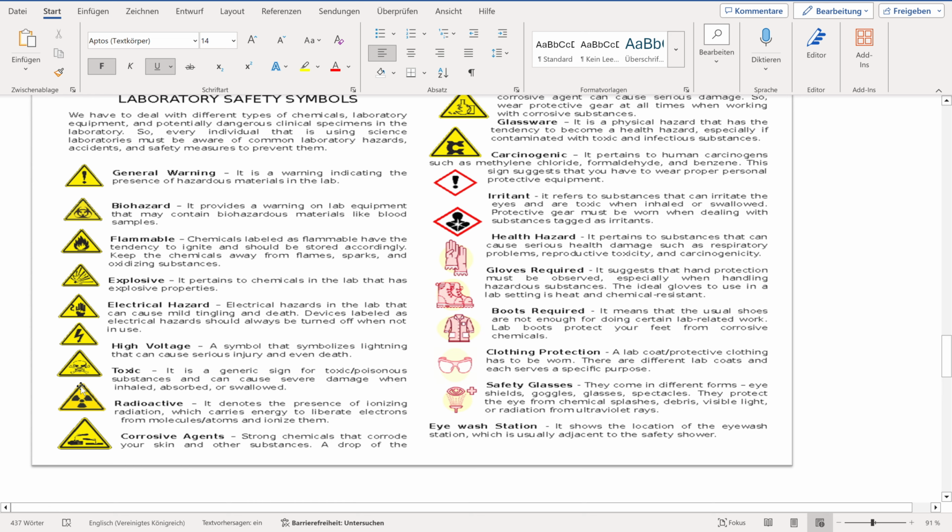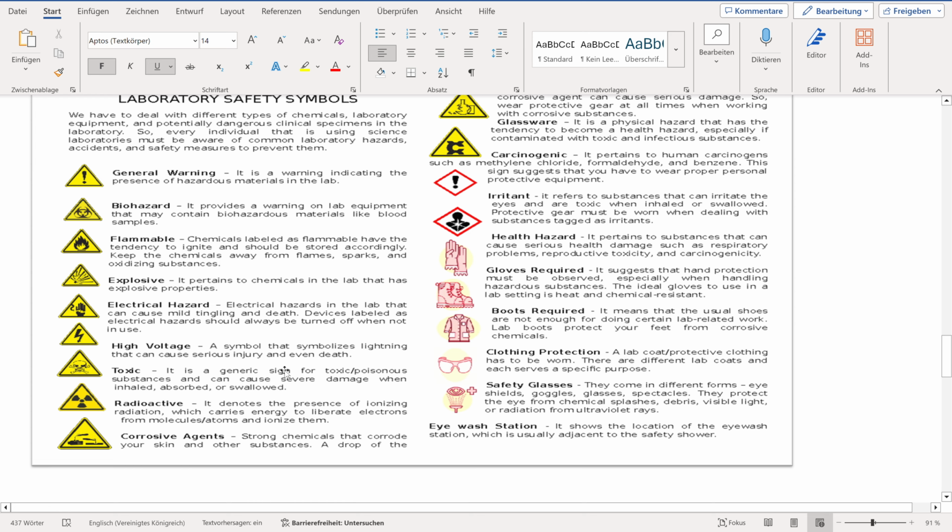Okay, then we move on to the next safety symbol that I have here. You can see the one I'm encircling right here. When you see this safety symbol, it's warning against what? Toxic or poisonous substances. So it's toxic. It is a generic sign for toxic or poisonous substances and can cause severe damage when inhaled, absorbed, or swallowed.